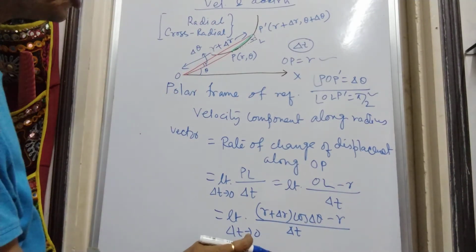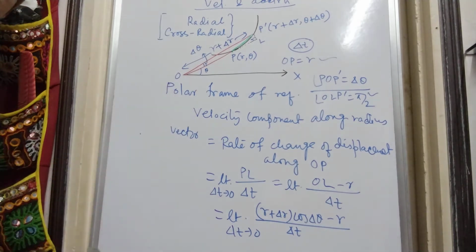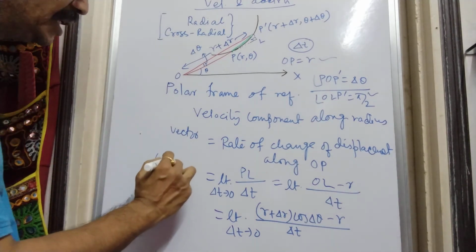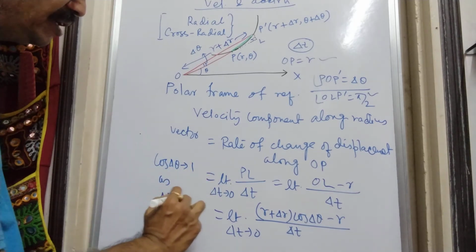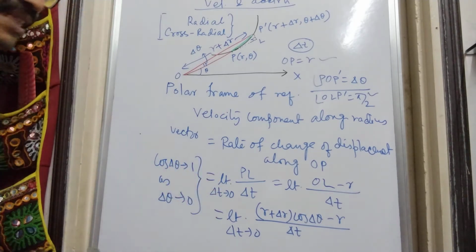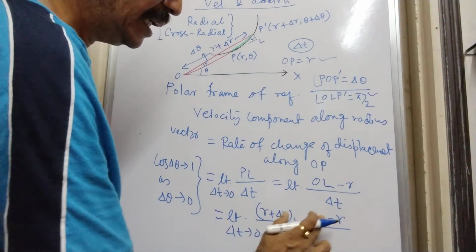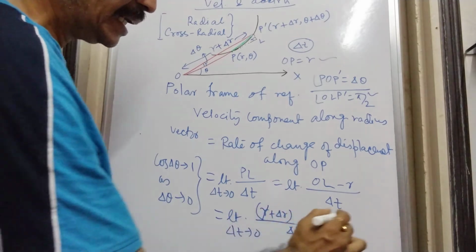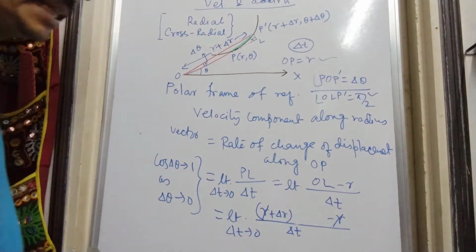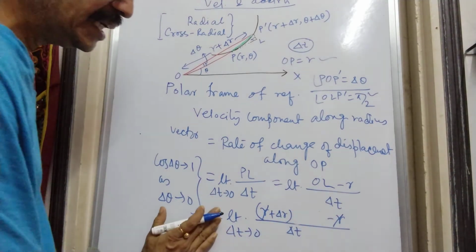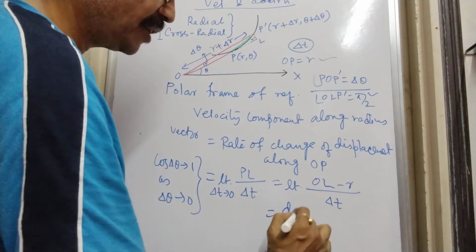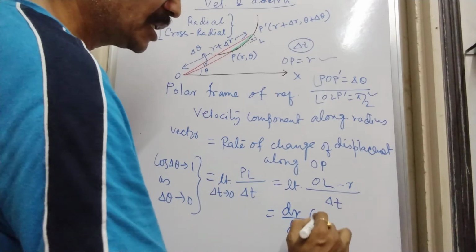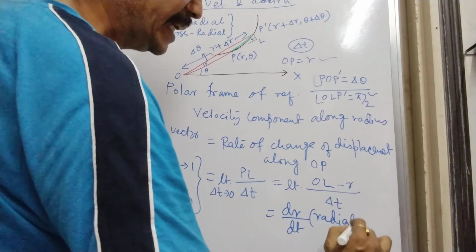Now as delta t tends to 0, delta theta also tends to 0, and whenever delta theta tends to 0, then we all know that cos delta theta tends to 1. Isn't it so? Whenever delta theta tends to 0, we must have cos delta theta tends to 1. So this becomes 1. And when this becomes 1, this r and r cancels out, and it is delta r by delta t. And when you take the limit, this is nothing but dr/dt. So this is the component of velocity along the radius, or we termed it as a radial velocity.